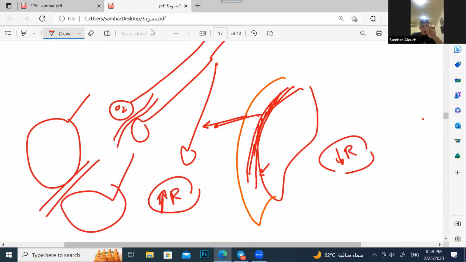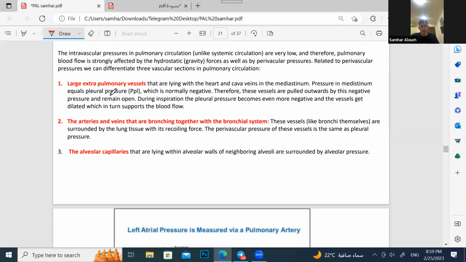Okay, so it's two opposites. One gets increased resistance when we inhale, which is the alveolar capillaries, and one gets decreased resistance when we inhale, which is the extrapulmonary vessels. Is it clear? Very important.